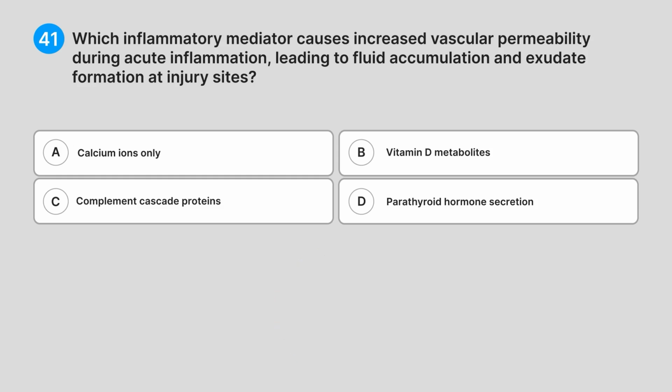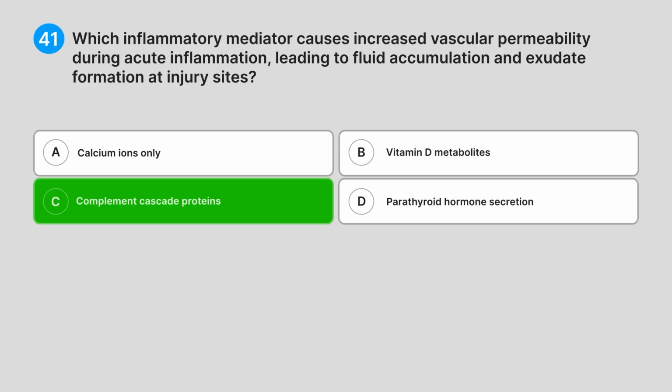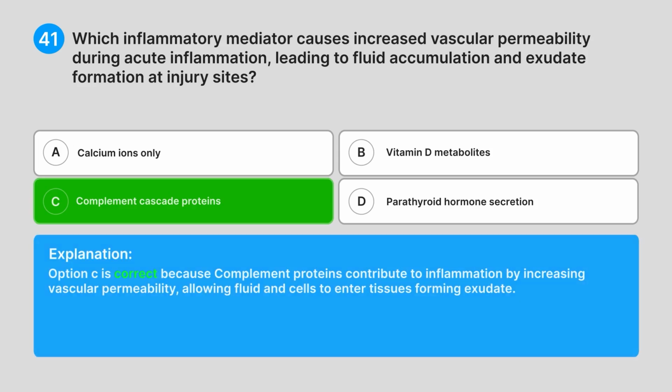Correct answer, C. Complement cascade proteins. Explanation: option C is correct because complement proteins contribute to inflammation by increasing vascular permeability, allowing fluid and cells to enter tissues forming exudate.